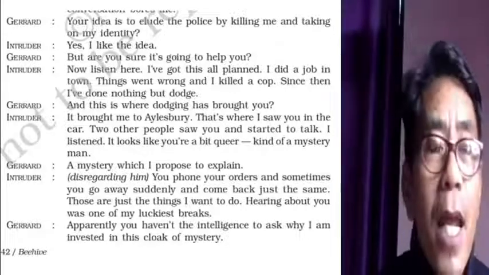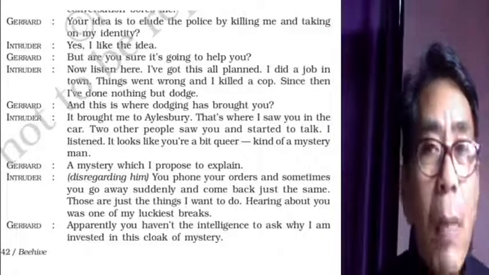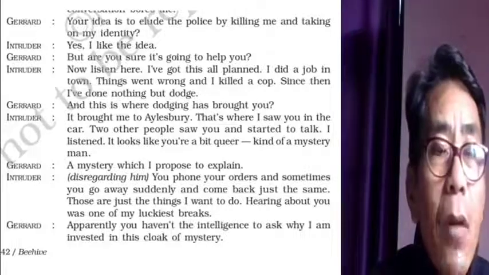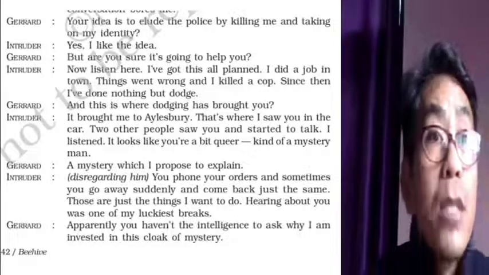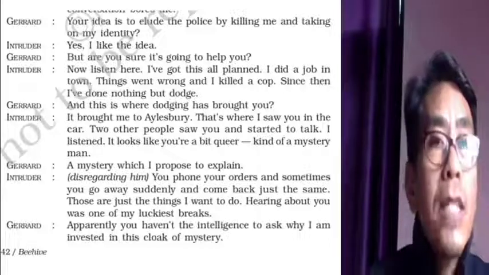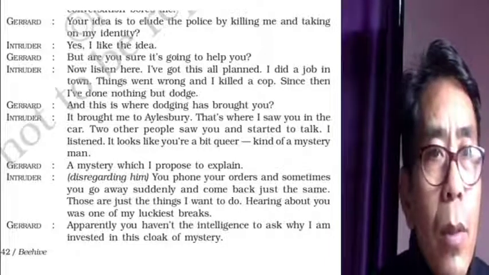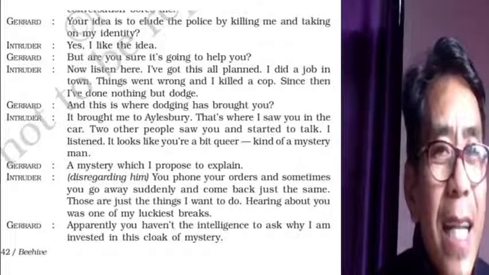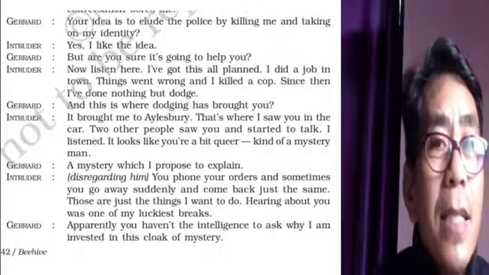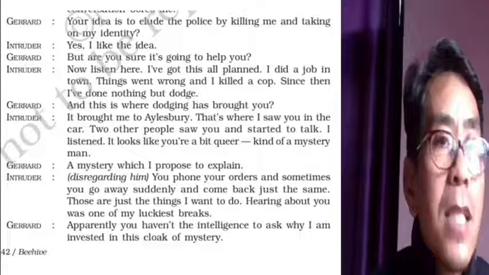He told the intruder, the reason why you are killing me is to get yourself away from the police, isn't it? Because you want to take my identity, and as far as I'm concerned, you think I don't have anybody looking after me. The police won't look after me. So you want to take away my identity. And the intruder said, yes, I like the idea. His purpose was to take away the identity of Mr. Jared. But are you sure it is going to help you? Mr. Jared used his intelligence and asked the intruder, do you think taking my identity will give you freedom from the police? Are you sure?